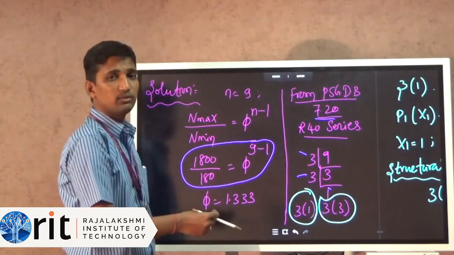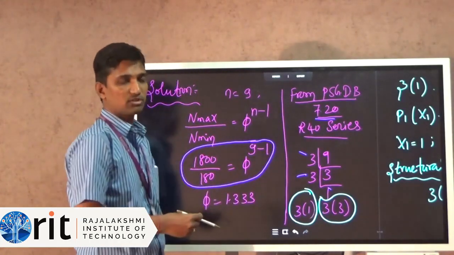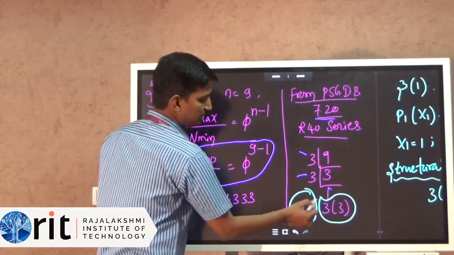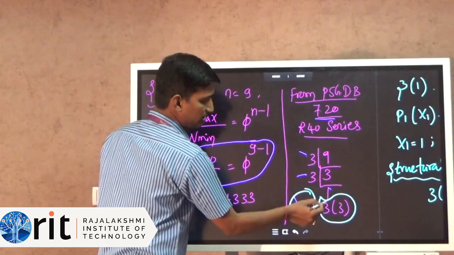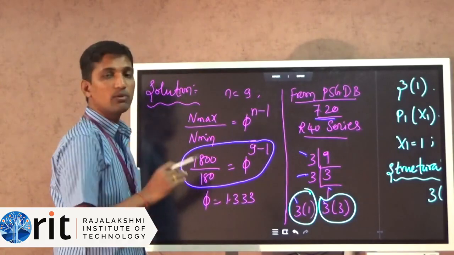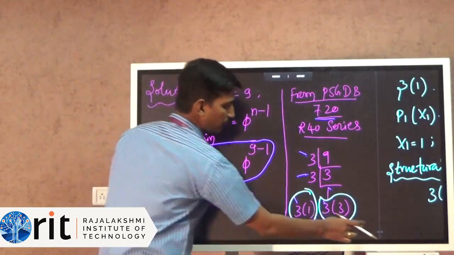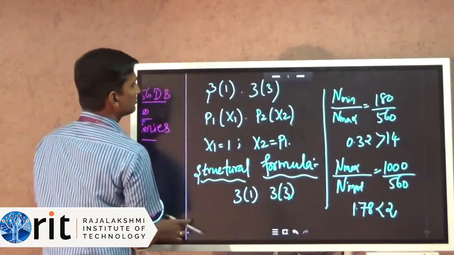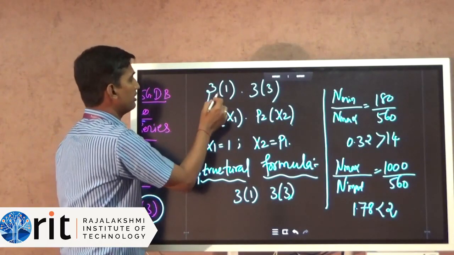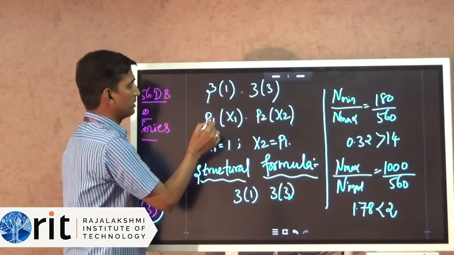Based on these values, this is a very easy shortcut method through which we can find the structural formula. This 3 represents this value, similarly this 3 represents this value. After finding this, now I am going to tell you how to frame the structural formula. Clear? As far as the design procedure, this is called the structural formula.